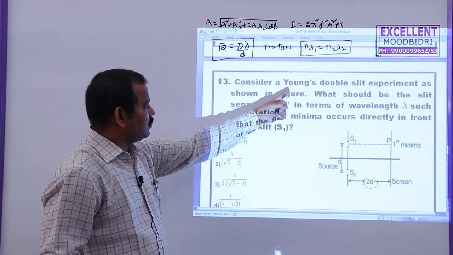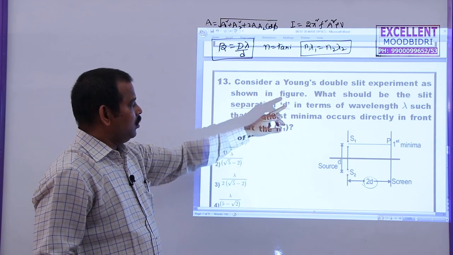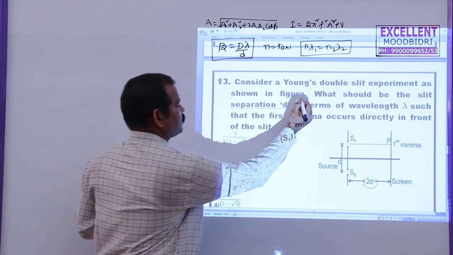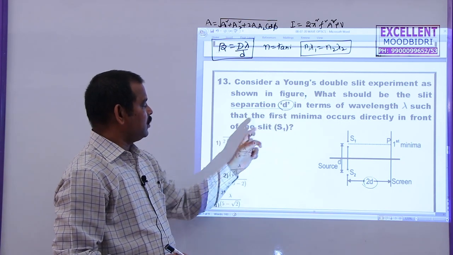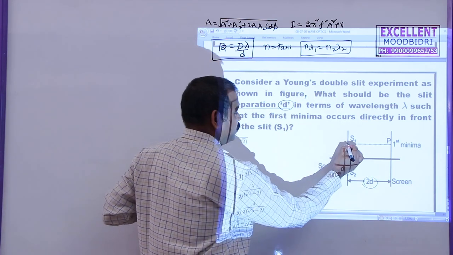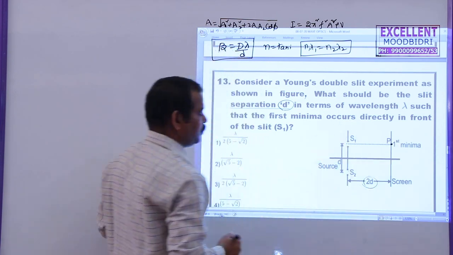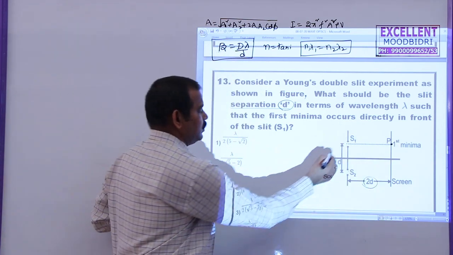13. In Young's double slit experiment as shown in the figure, what should be the slit separation small d in terms of wavelength such that the first minima occurs directly in front of the slit S1? So in front of S1 the first minima is produced. So what is the distance between the two slits?